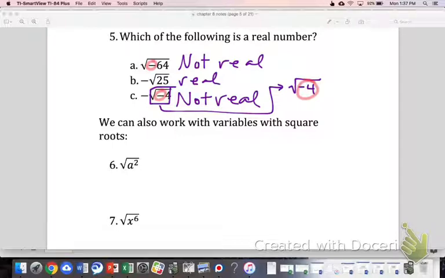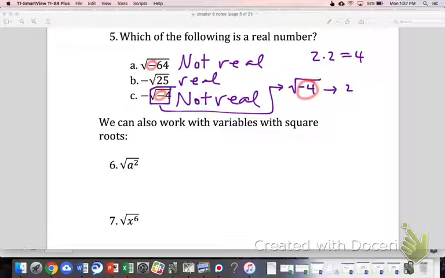This is where we run into the issue, right? Because what might be someone's initial answer, just real quick? They might say 2, or they might say negative 2. So they say, all right, I think this is 2. But if you think about it, 2 times 2 is not negative 4.